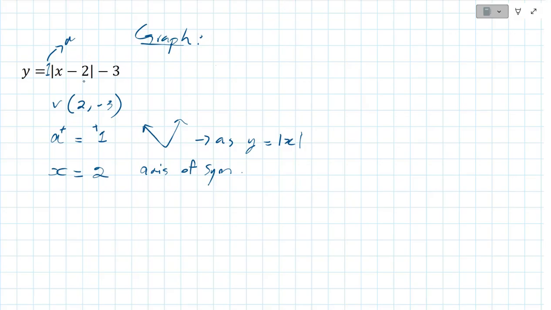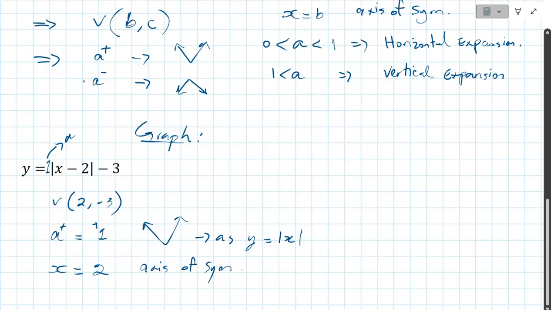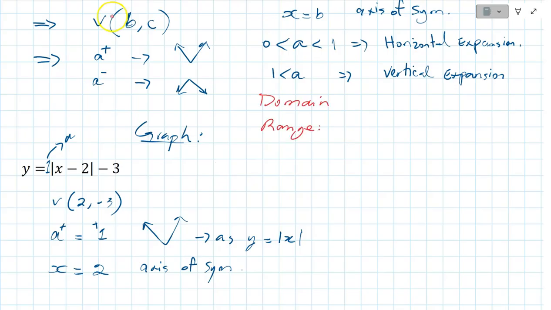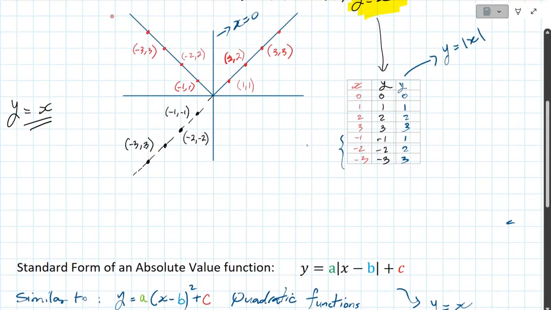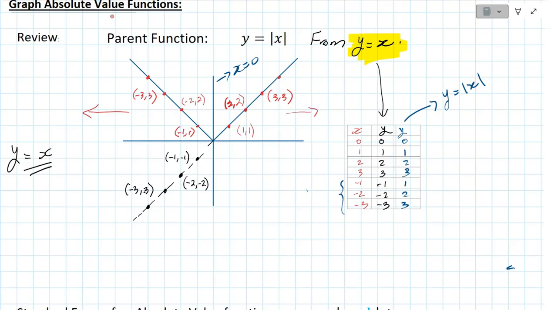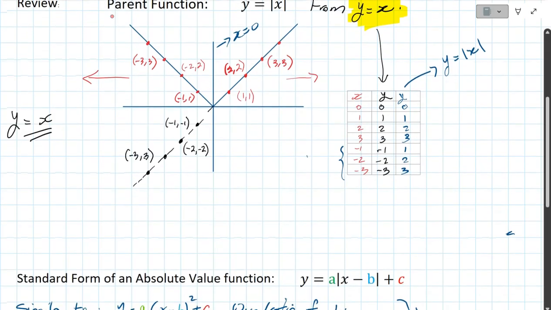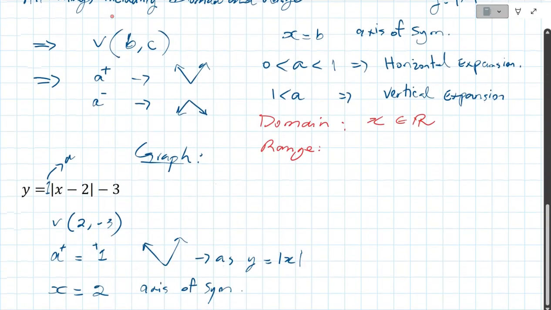Let's talk about domain and range. Let's go back up. Apologies, I forgot about domain and range. The domain is very easy. x belongs to all real numbers. As you can imagine, the graph of y equals the absolute value of x goes this way forever for all values of x and goes that way forever for all values of x, including 0. All right? So that's that.